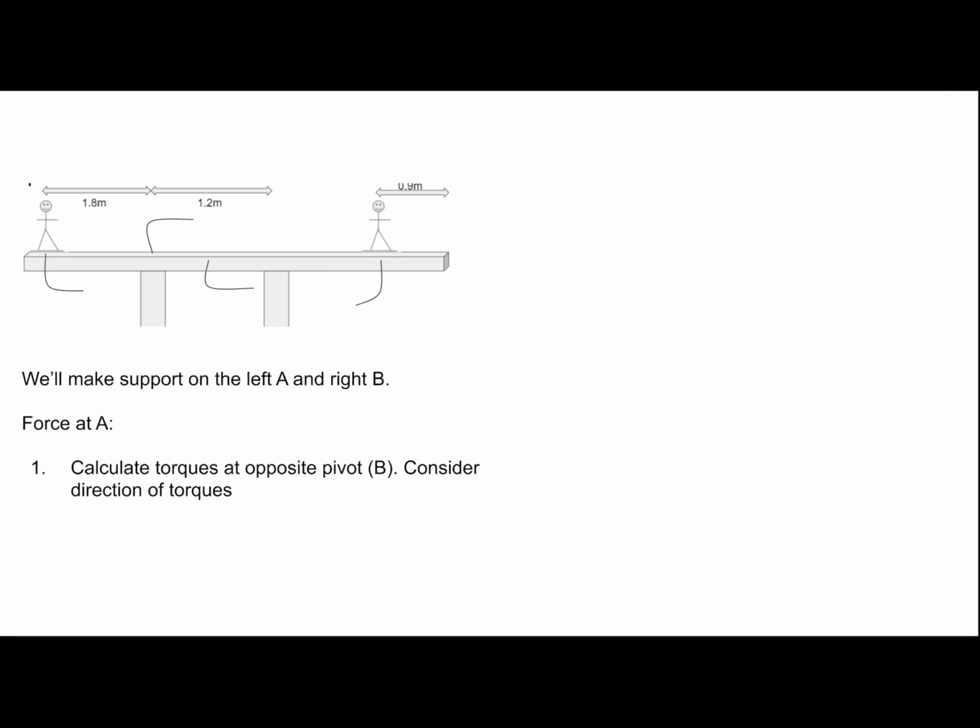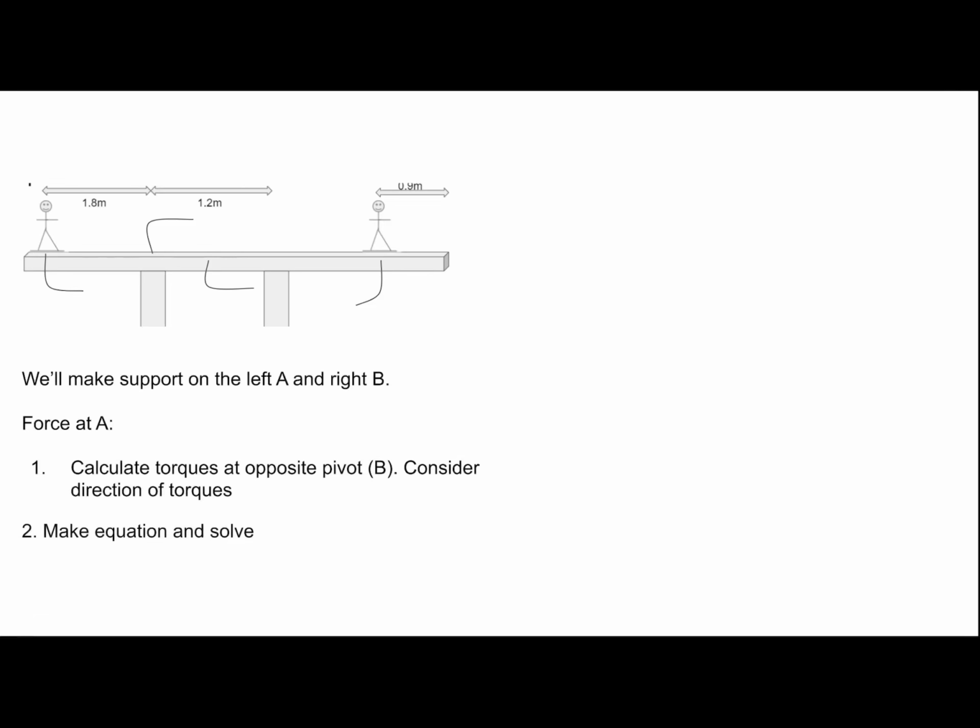Alright, so now we have two clockwise torques and two anti-clockwise torques. The torque of the support force and the torque of Brian will balance out the torque of Kevin and the torque of the bar. These four torques are going to completely balance out and cancel to 0 newton meters.